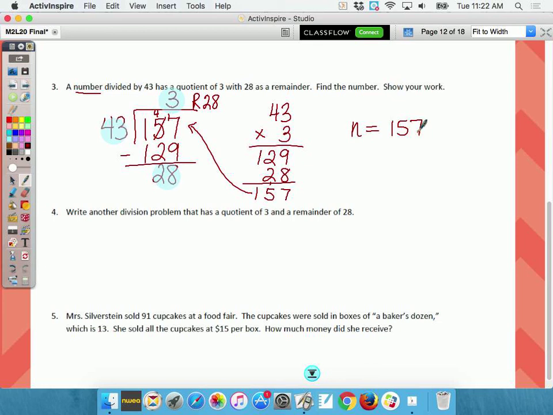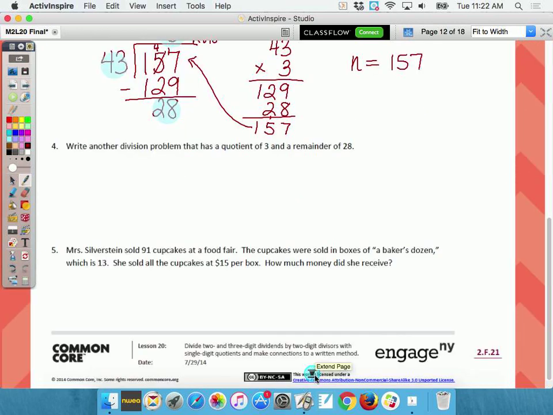Okay, now number 4 is kicking it up a notch. All right? I see some smiles out there, so I think this is making you happy. It says, write another division problem that has a quotient of 3 and a remainder of 28. Go ahead and write that down.